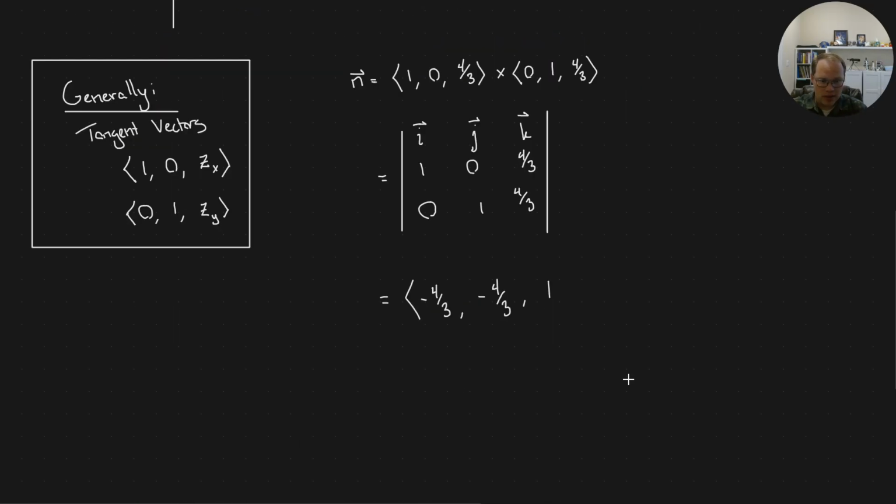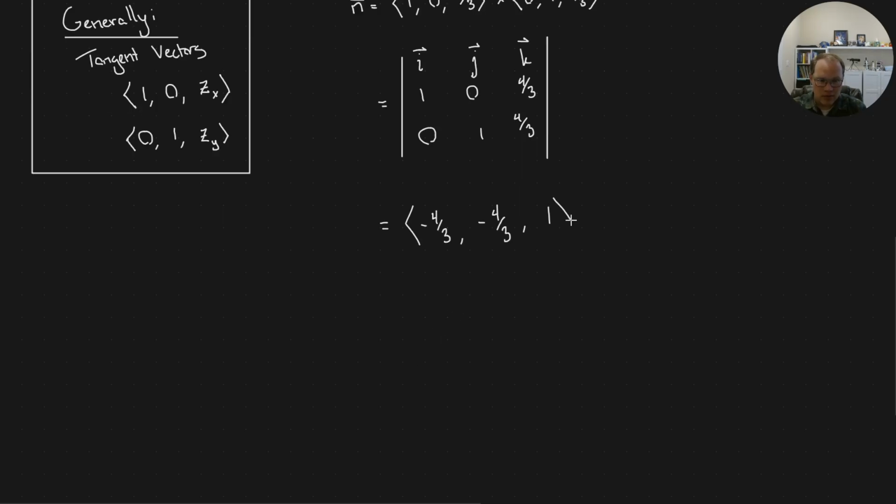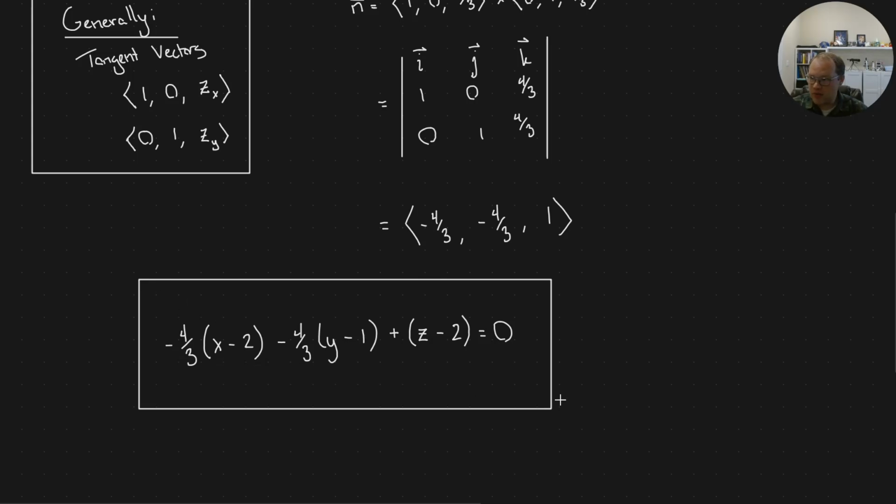Okay, so I've got the point, I've got the normal vector. So the equation of the plane would be negative 4/3 times x minus the x coordinate of the tangent point, minus 4/3 times y minus the y coordinate of the tangent point, plus 1 times z minus the z coordinate of the tangent point equals 0. There is the equation of the plane that is tangent to this surface.